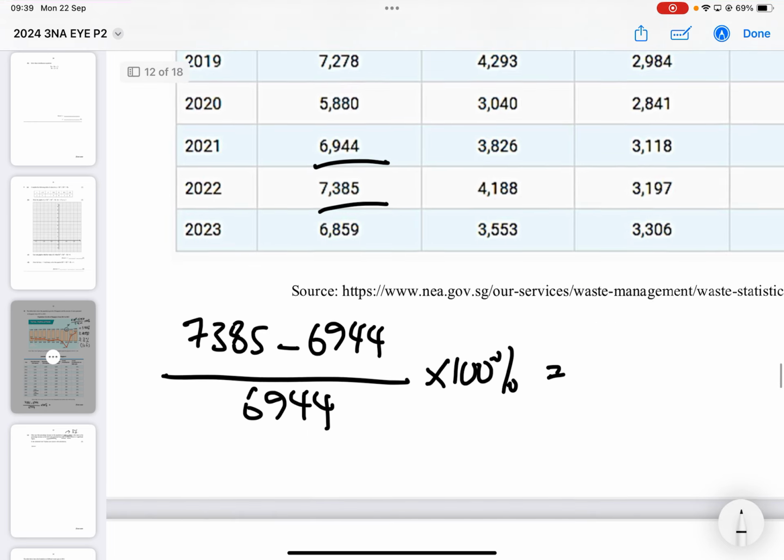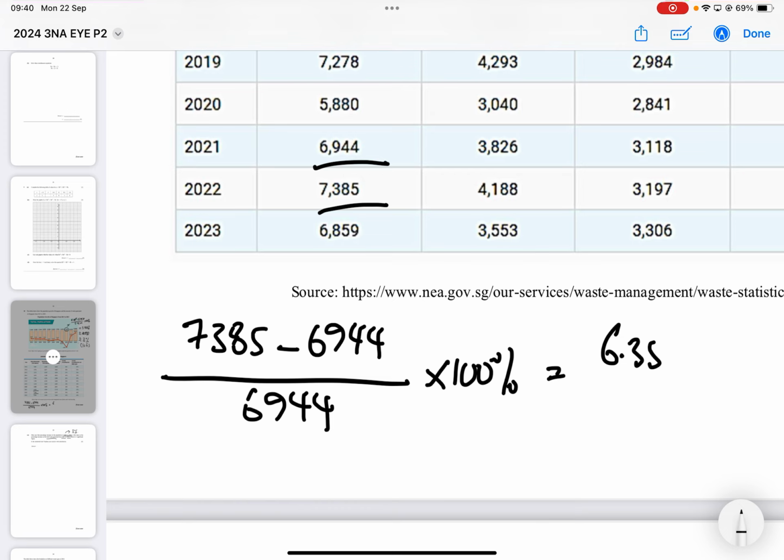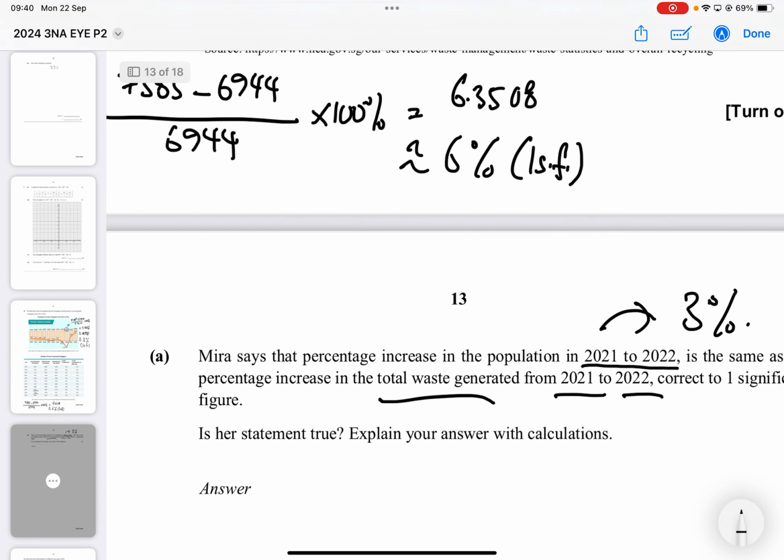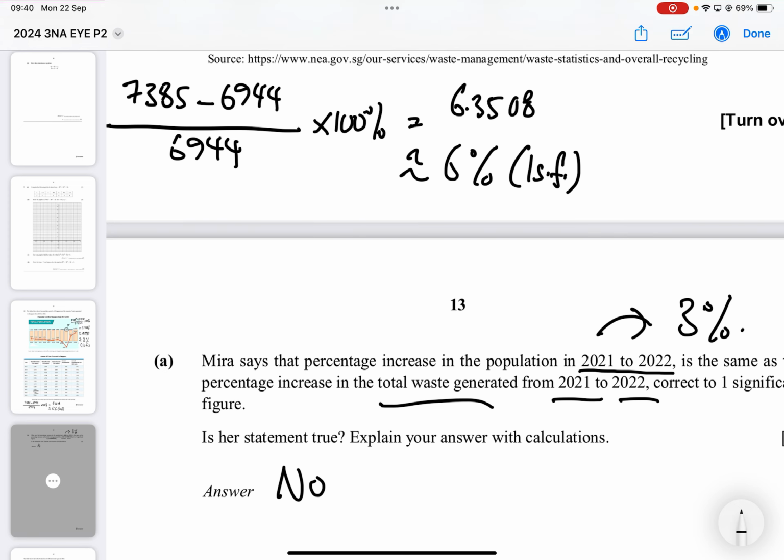And the amount you get is 6.3508, or roughly 6%, one significant figure. Okay? So just now, the population increase was 3%. Then the total amount of waste that increased, 6%. So is her statement true? Not true.